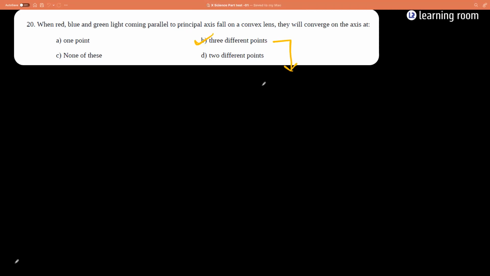Because refractive index depends on wavelength. Since the wavelengths of red, blue, and green light are different, the focal length is also going to change. Okay, so just give me a minute. The focal length will differ. Yes, it will. So make a note of this point.